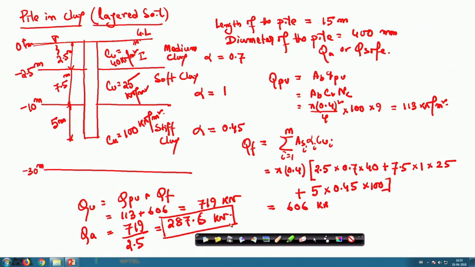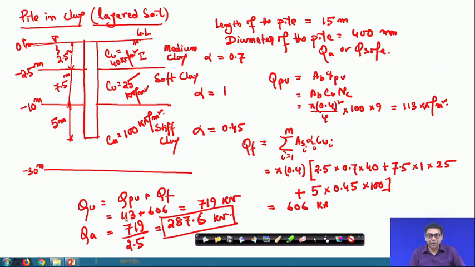So, you can see here because this pile is not rested on any firm strata, it is within the clay. So, the majority of the contribution is from the friction, which is 606 compared to the tip, which is 113. But if the pile is rested on a hard stratum like sand, then the majority contribution may come from the bearing tip resistance as compared to the friction, because those types of piles are called bearing piles and this type of piles are called friction piles.